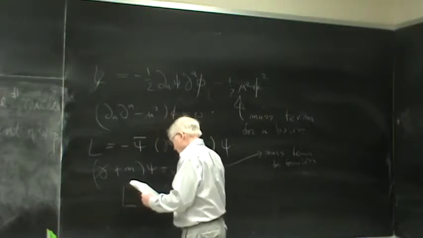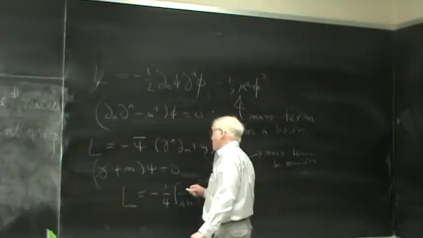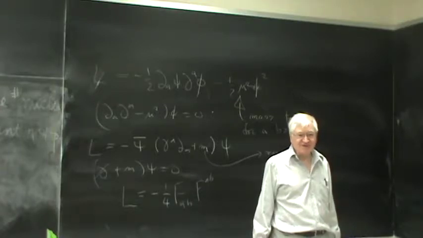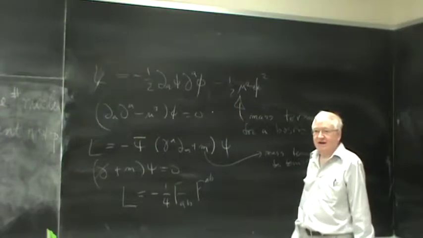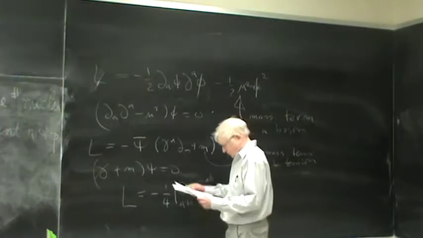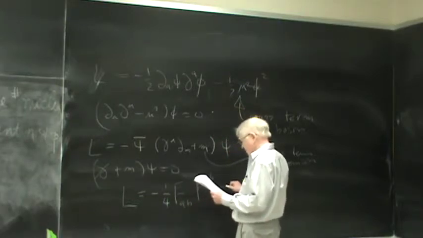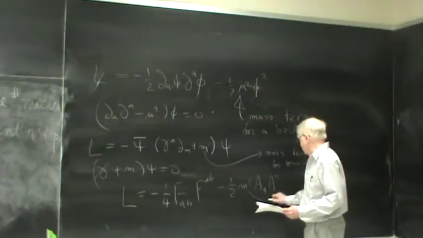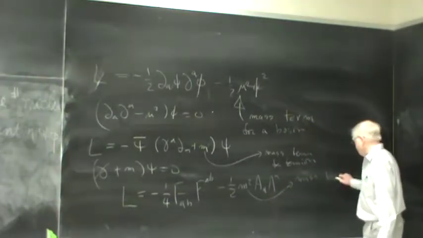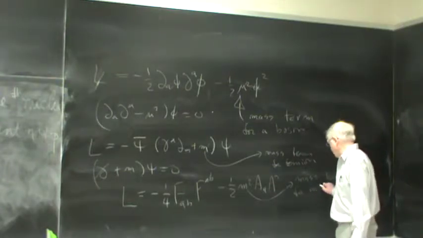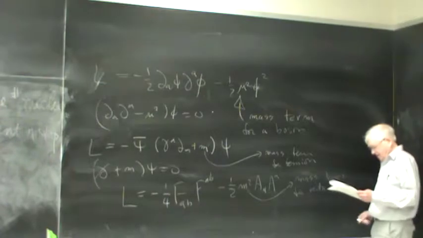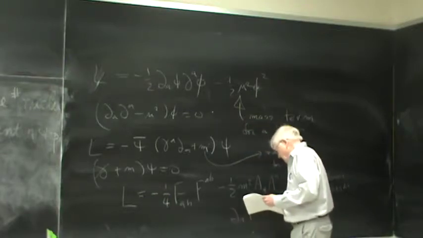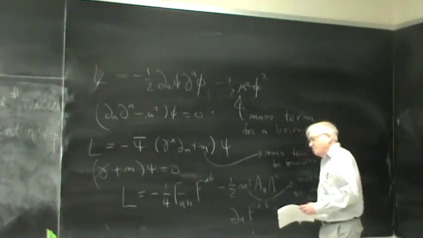For a massive vector boson, the action density is minus a quarter F_ab F^ab. When I wrote these notes, I was trying to avoid using too many Greek letters, because we're not Greek, so you'll see Latin letters all over the place where you normally would see Greek letters. Then minus a half m squared A_a A^a, and this is the mass term for a vector boson, or spin 1 boson. The equation of motion is d_a F^ab equals m squared A^b. So it's a mass.